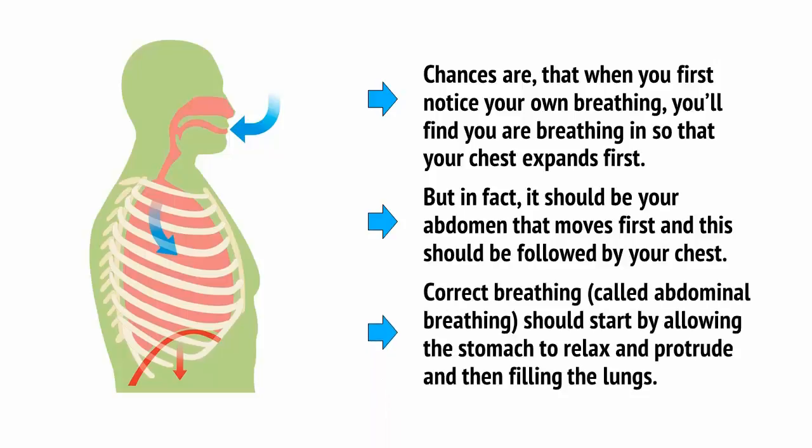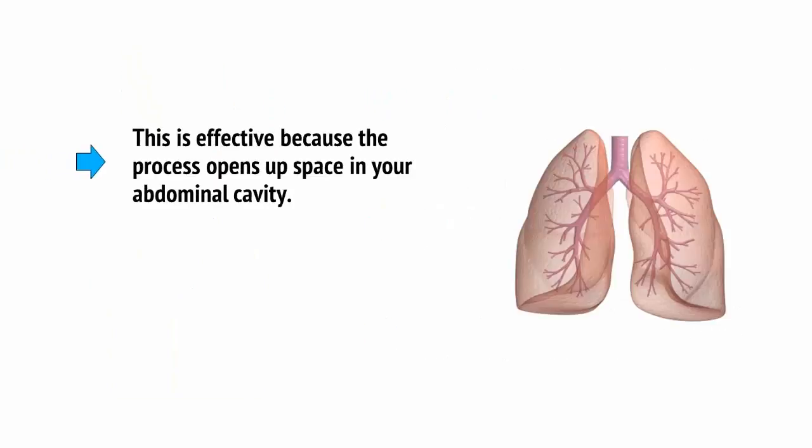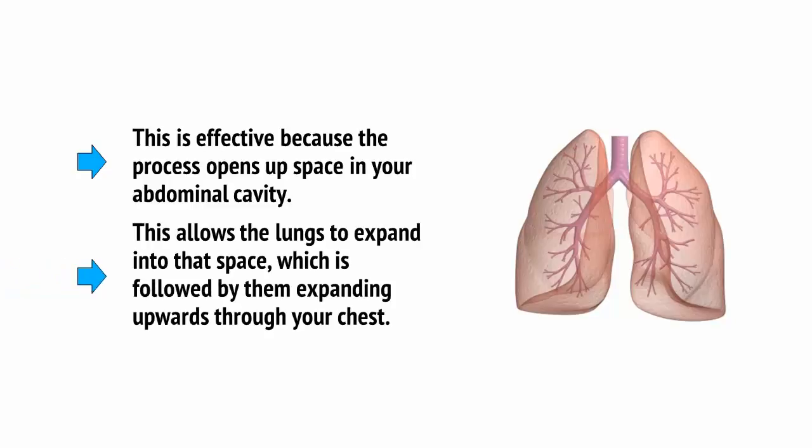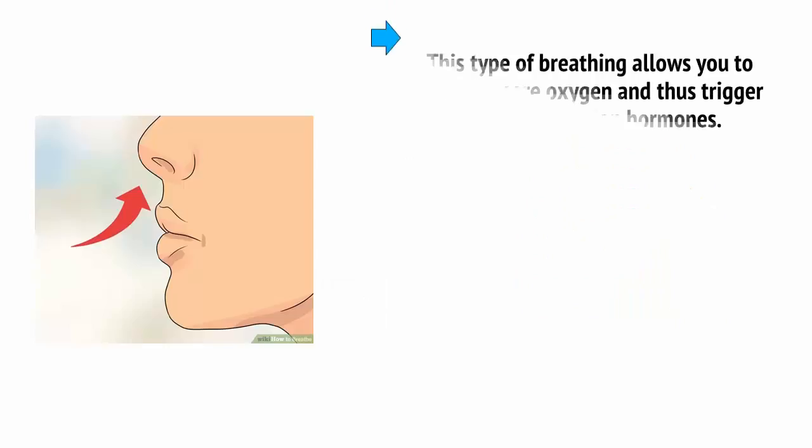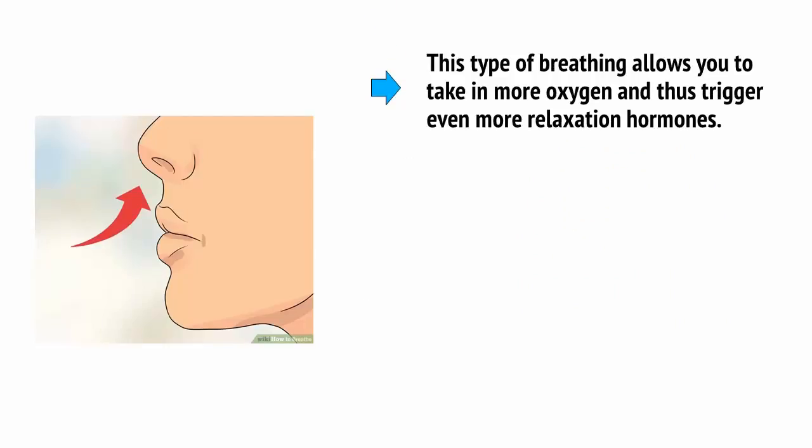But in fact, it should be your abdomen that moves first, and this should be followed by your chest. Correct breathing, called abdominal breathing, should start by allowing the stomach to relax and protrude and then filling the lungs. This is effective because the process opens up space in your abdominal cavity. This allows the lungs to expand into that space, which is followed by them expanding upwards through your chest. This type of breathing allows you to take in more oxygen and thus trigger even more relaxation hormones.